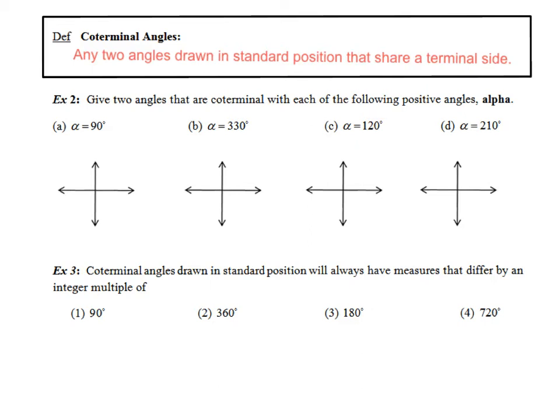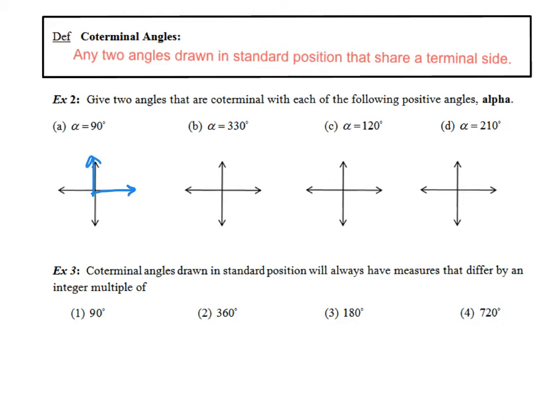So let's start with our first picture. Again, notice I am designating the angle. This time it's the Greek letter called alpha. So alpha is equal to 90 degrees. So first of all, I'm going to draw my 90-degree angle. So there it is right there.